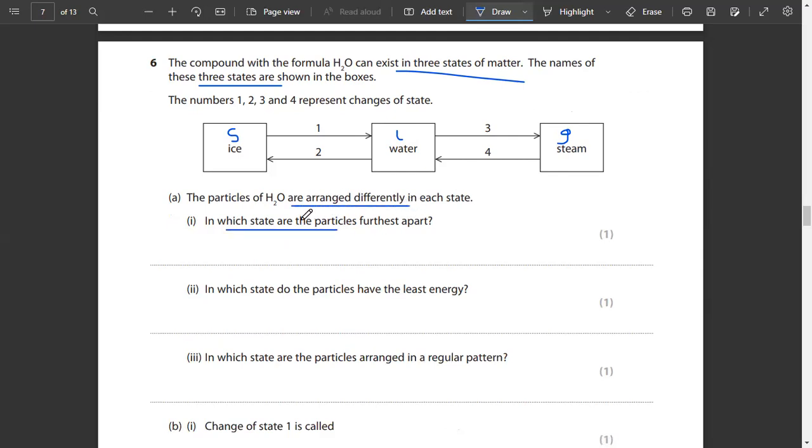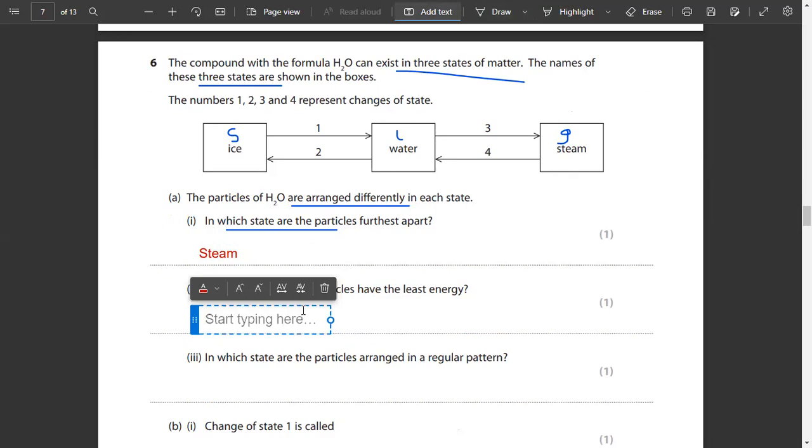In which state are the particles furthest apart? कौन सी state के अंदर जो particles हैं, they are the furthest apart? Well, that would be your steam. आपके पास आंसर क्या हो जाएगा? Steam. What if I ask you in which state do the particles have the least energy? Least energy किसमें होगी? The solid ones. क्योंकि मैंने आपको बताया था जो solid होता है, for example, in this case it would be ice.